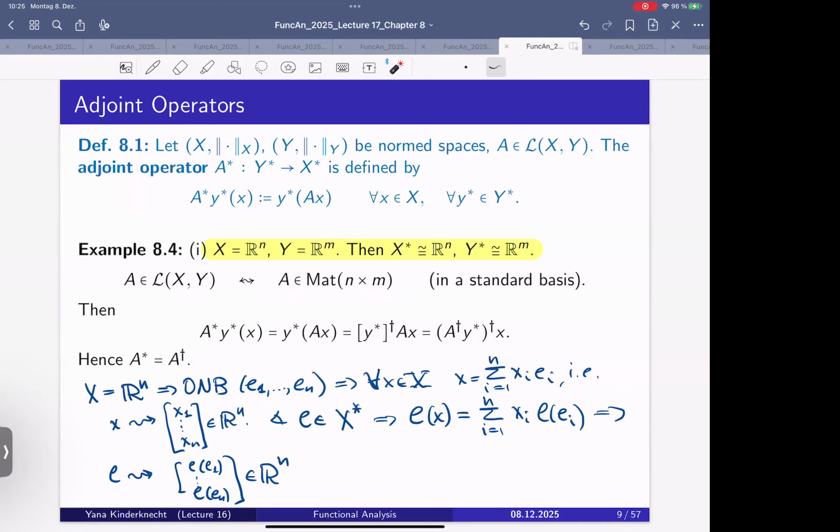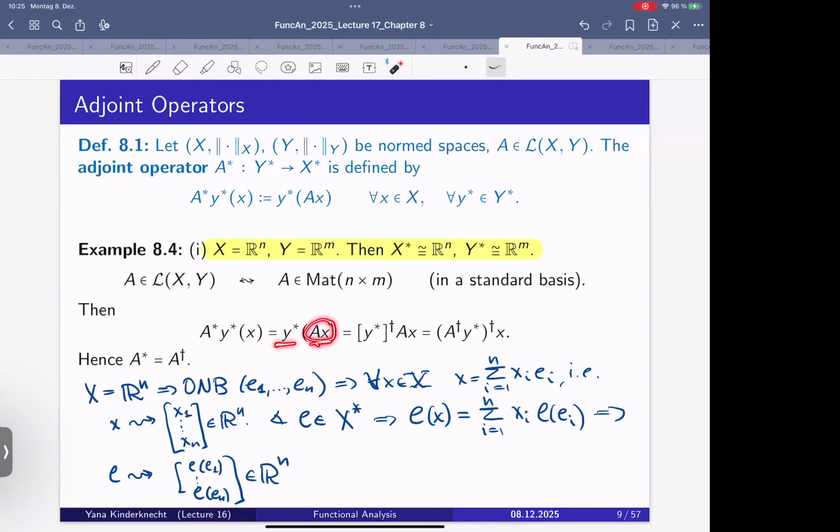So now we would like to understand what A star is. I write down this formula as in the definition. Now I remember that x is a column vector, as here, and A is a matrix if we work in a given ONB. So here we have a matrix times a vector. It's a column vector in Y.